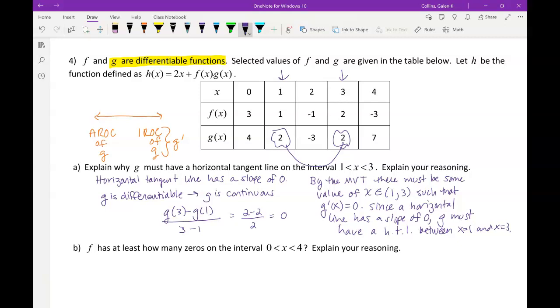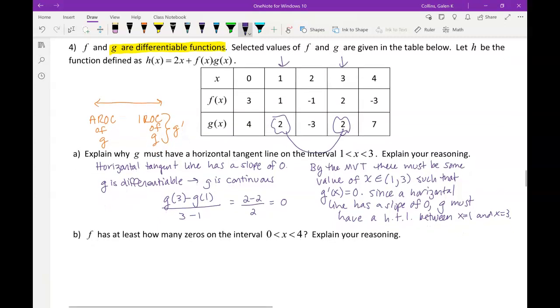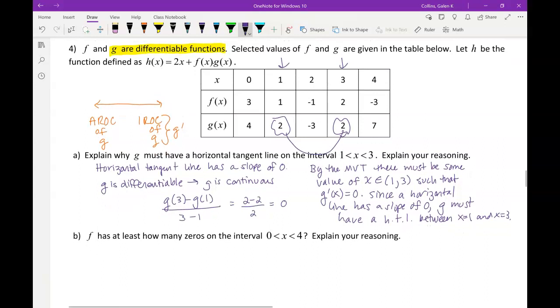It is our job to supply the reasoning for there being a horizontal tangent line there. All right, part B, we are asked about the function f now, so be careful that we don't mix up values in our table. So f has at least how many zeros, that's worded kind of funny, at least how many zeros on the interval from 0 to 4.